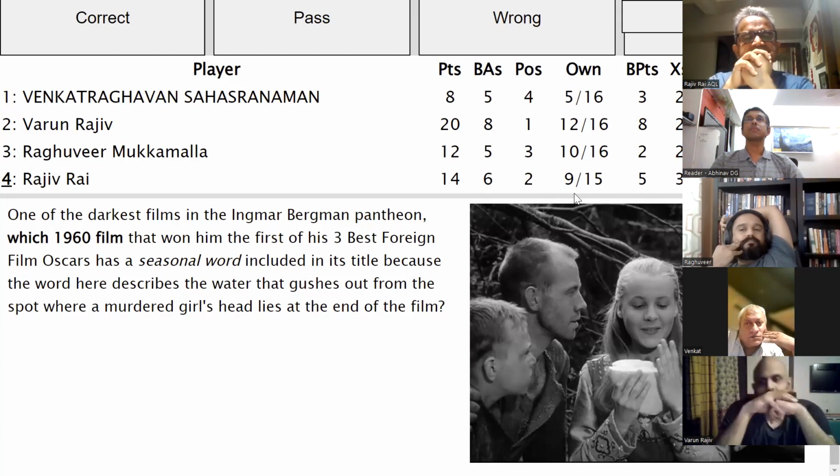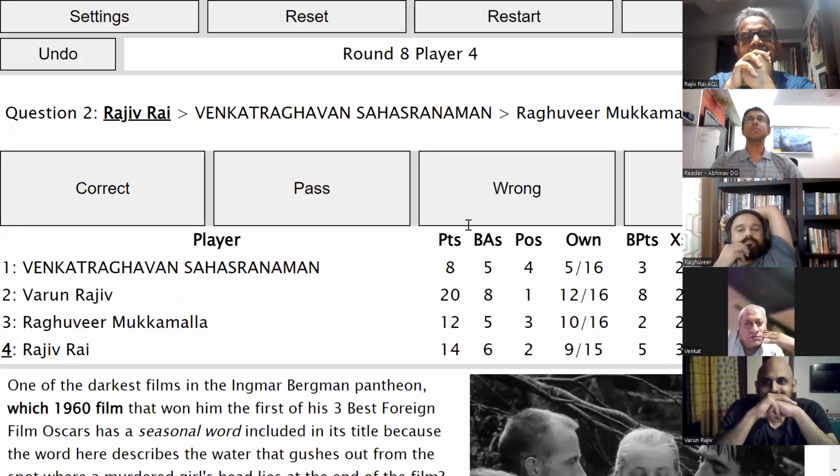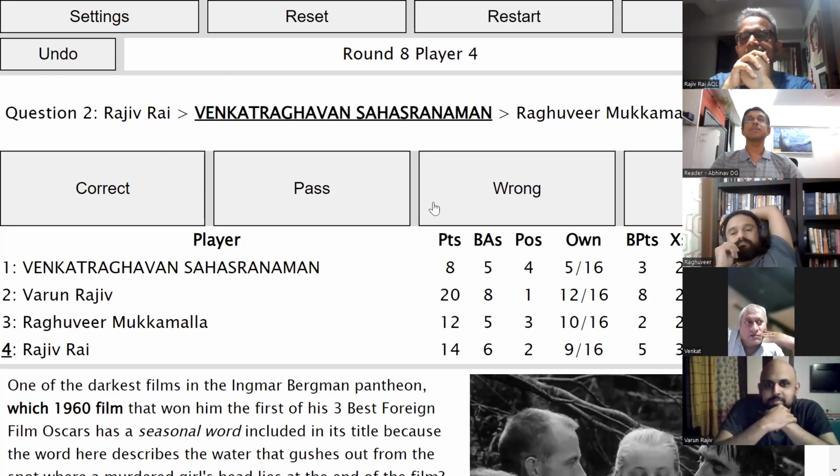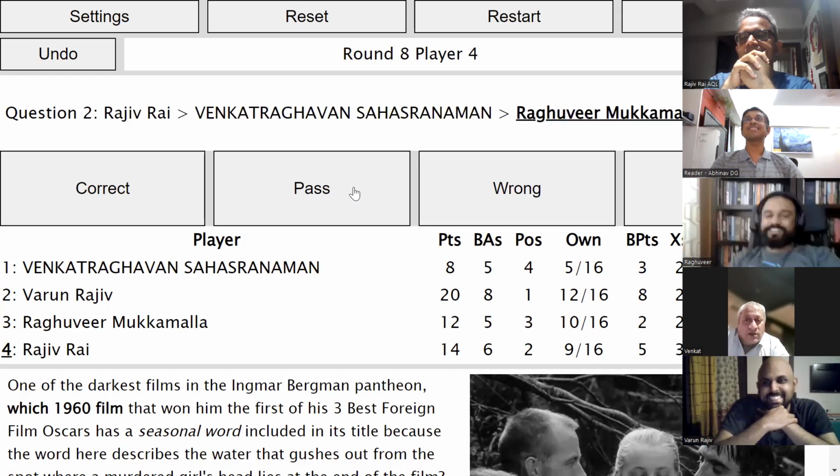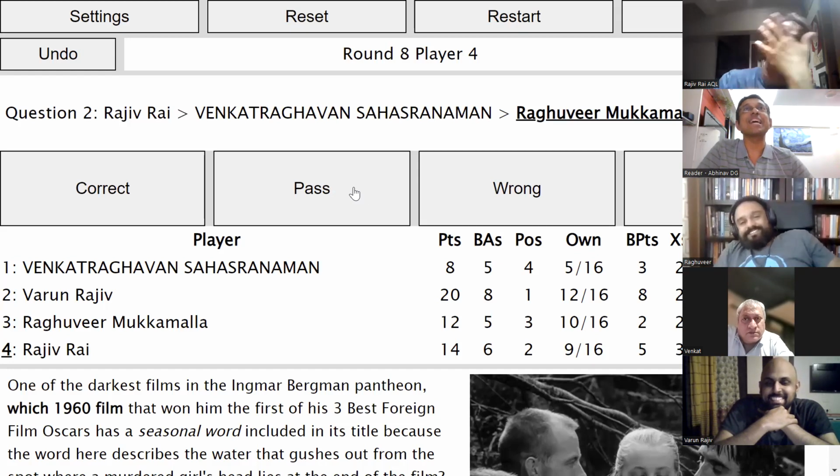Death Spring. Death Spring, Venkat. Pass. Okay, I know Raghuveer will get this. This is Virgin Spring. This is Virgin Spring, absolutely.